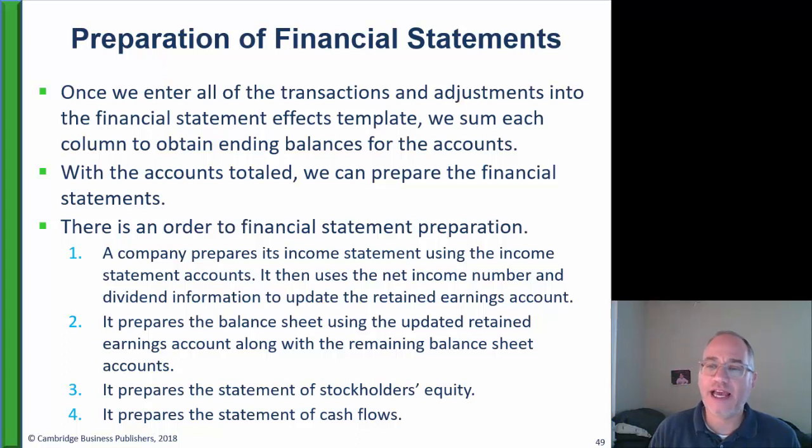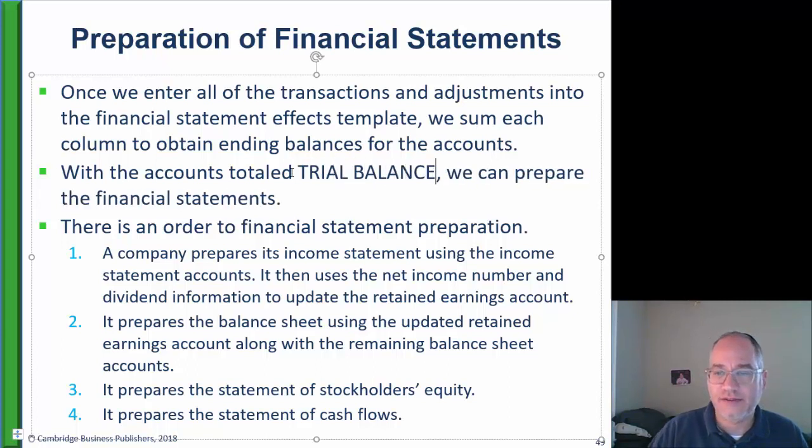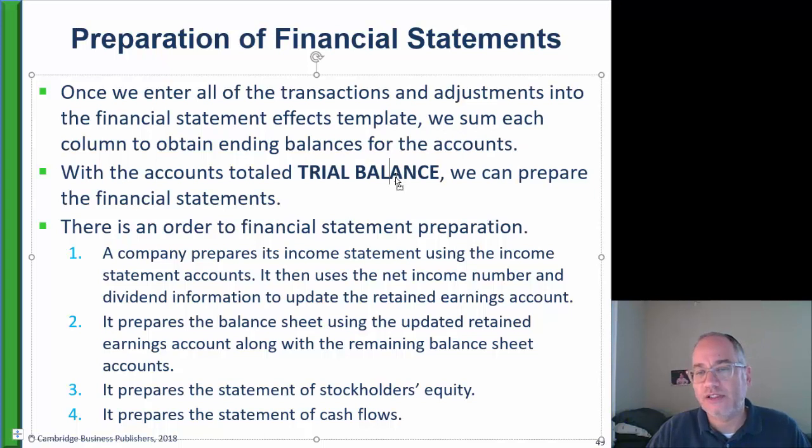So after you add all these up, with the accounts totaled, you would have something called the trial balance. And the trial balance would list all the debits and the credits of all of your accounts. And then you would use the trial balance to prepare your financial statements.